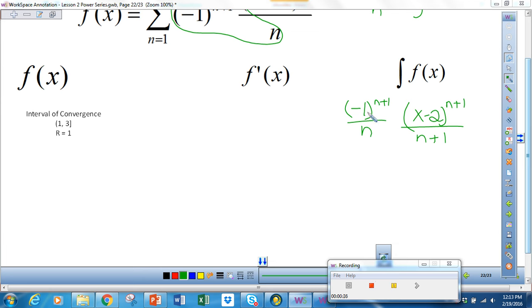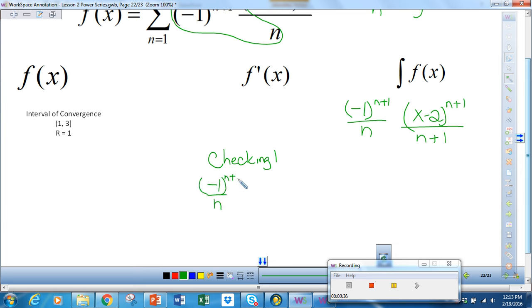We need to check our endpoints. So we start by checking 1. We get negative 1 over n, yes, that's to the n plus 1, sorry. And putting in 1 into this, I now get negative 1 to the n plus 1 over n plus 1. Now, once again, notice this is going to give me n squared plus n. I know, or you should know at this point, that no matter what, regardless of whether or not this is alternating or not, that's going to converge.